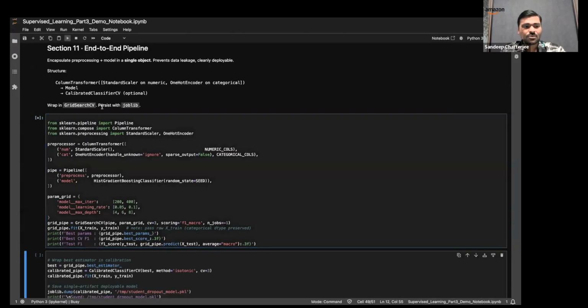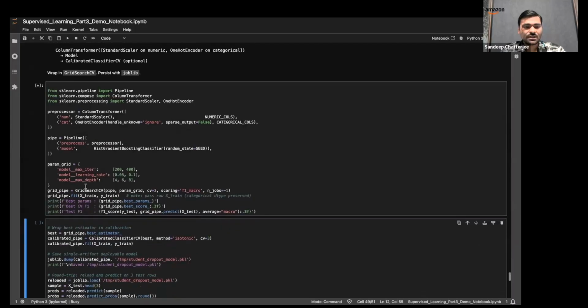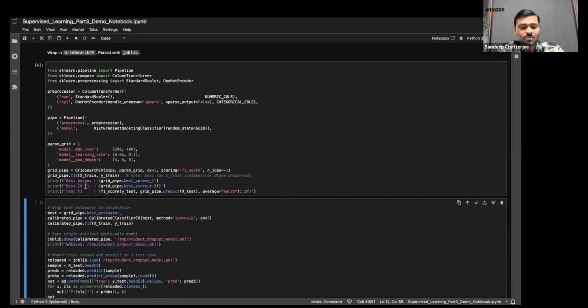So in production we never run pre-processing and modeling in separate steps. That's error prone. In scikit-learn, Pipeline plus ColumnTransformer will let you chain everything into one single object that can be fit, cross validated, and deployed as a single unit.